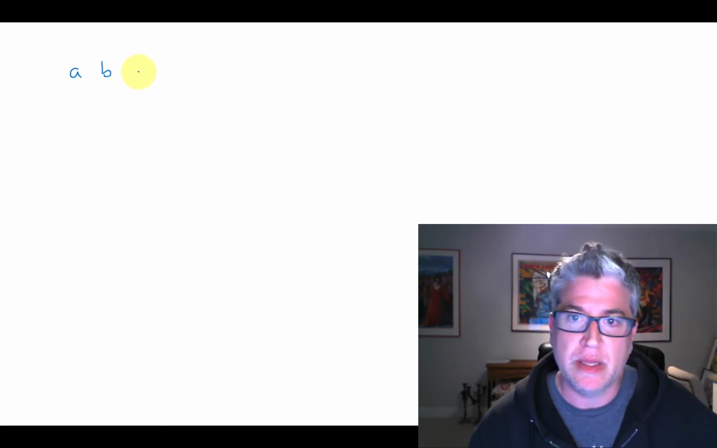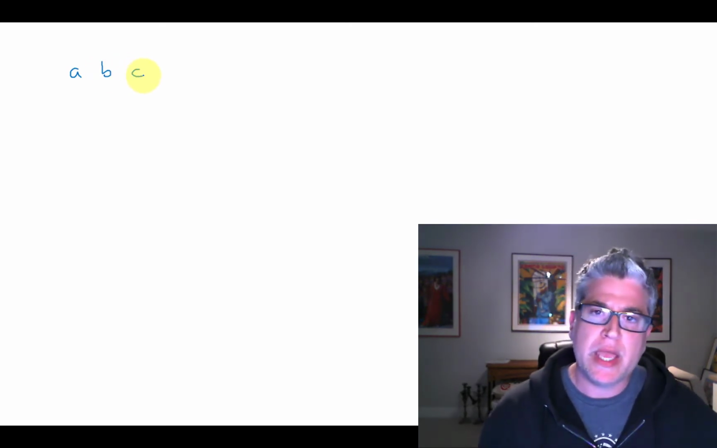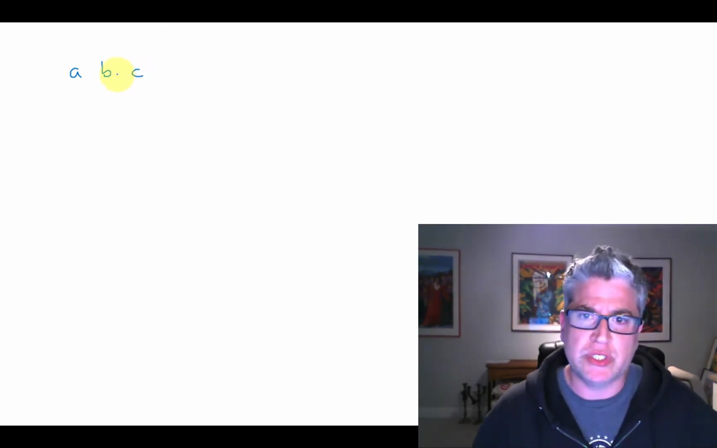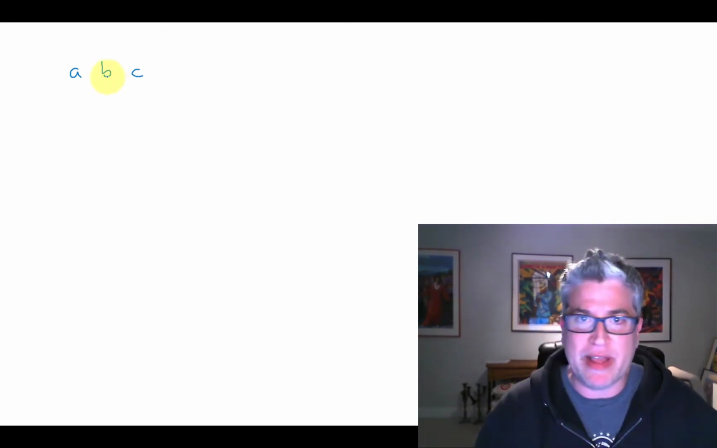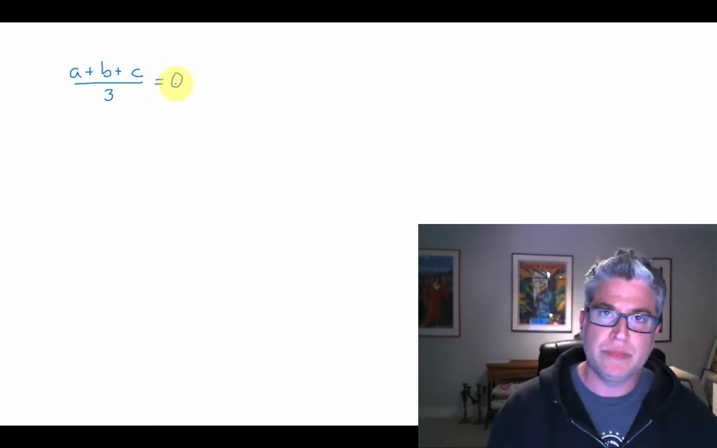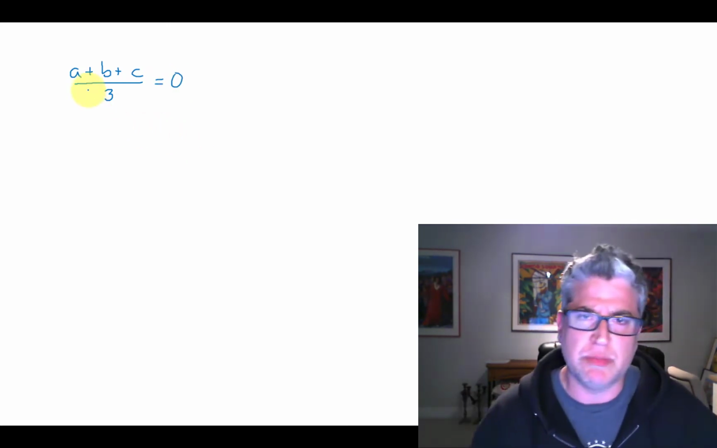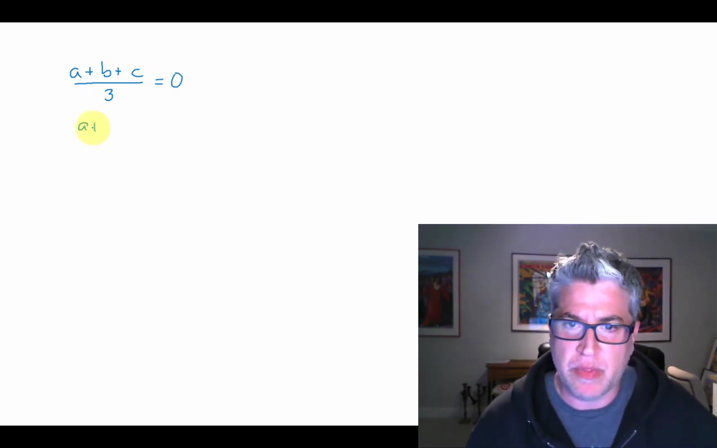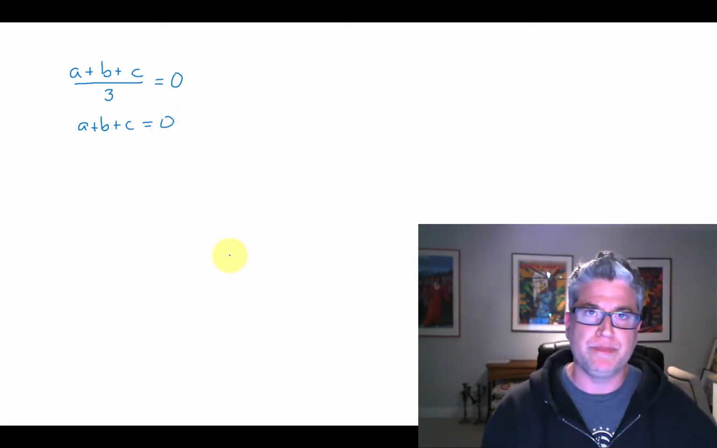So let's just suppose that we've got some data set of just three numbers, A, B, and C. And let's just say that they average to something really simple. Let's say they average to 0. So we would say A plus B plus C divided by 3 is equal to 0. Or we can just cross multiply there the 3. That simplifies to that nice little condition.